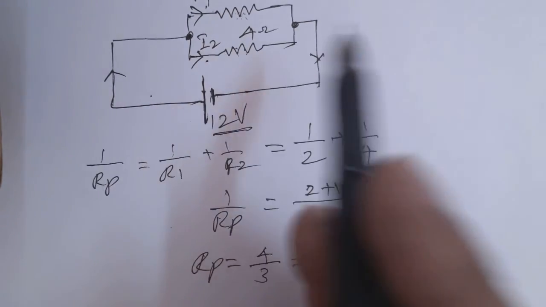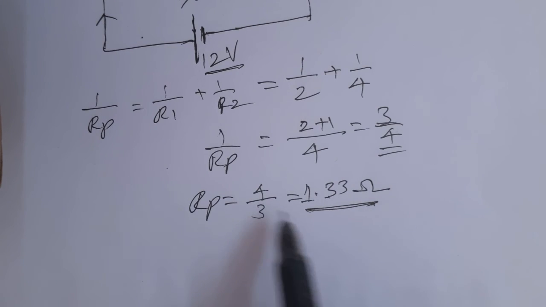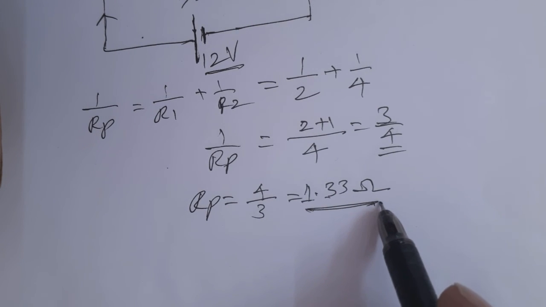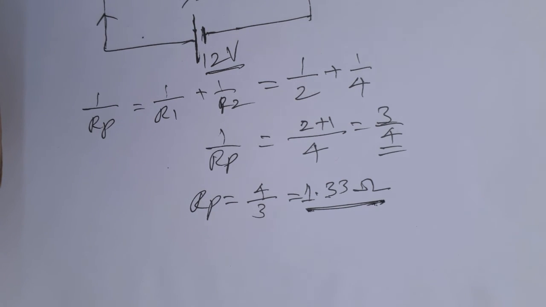In series it is equivalent to 6 ohms, whereas the resistance is drastically reduced when they are connected in parallel. So that is the reason why all our household appliances are given parallel connection.